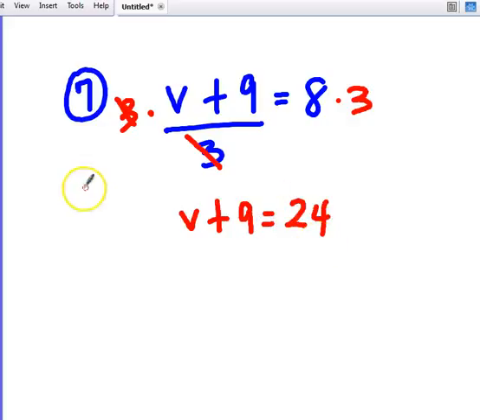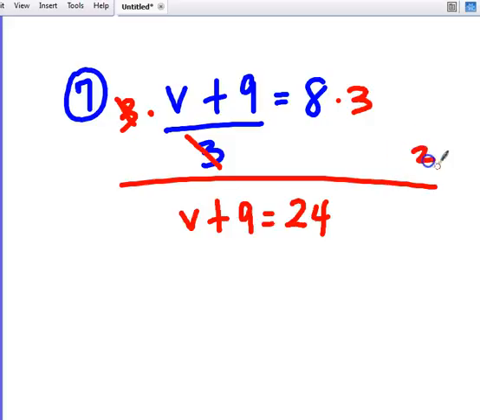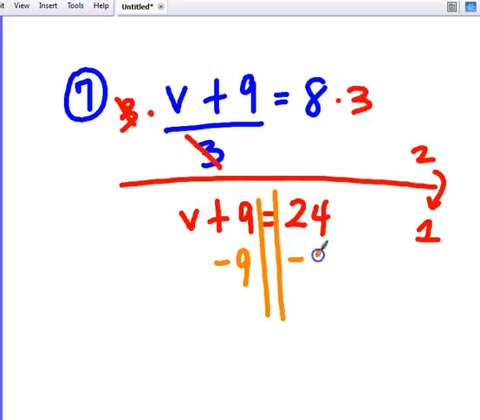And look, we went from a two-step equation down to a one-step, and that's how it's going to work every single time. So let's change the color here. Now in order to get rid of the plus 9, you just subtract, and what you do to one side, and if you want to make your bridge, you do to the other. And so you get v equals 24 minus 9 is your 15.